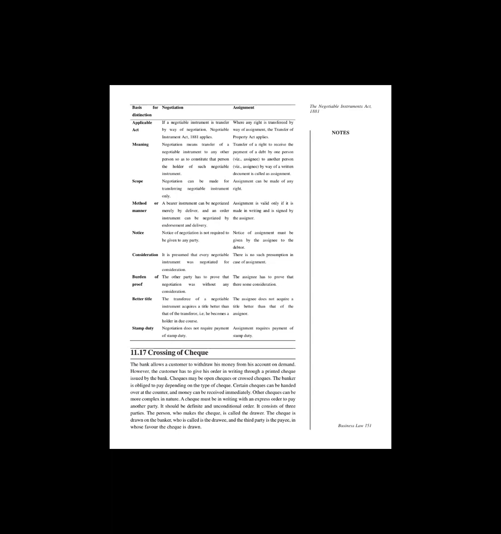A check must be in writing with an express order to pay another party. It should be a definite and unconditional order. It consists of three parties. The person who makes the check is called the drawer. The check is drawn on the banker who is called the drawee, and the third party is the payee in whose favor the check is drawn.